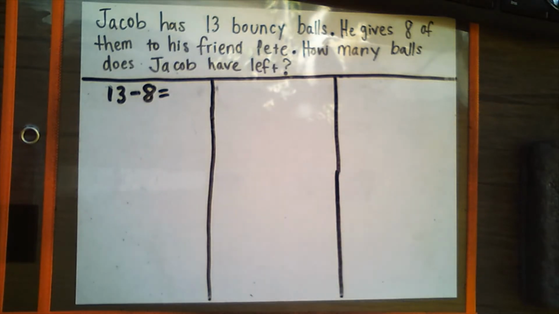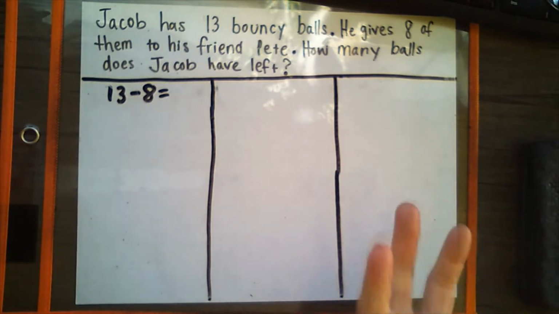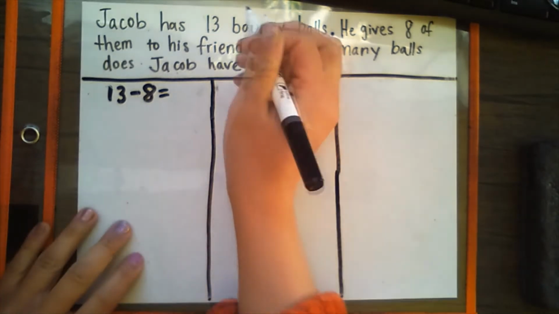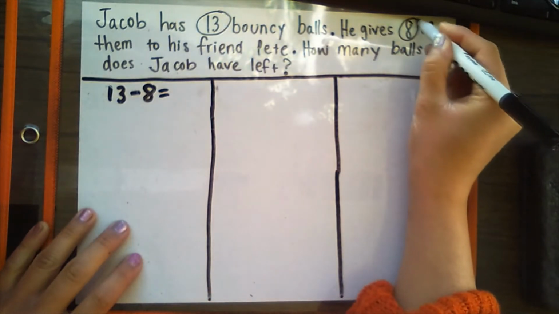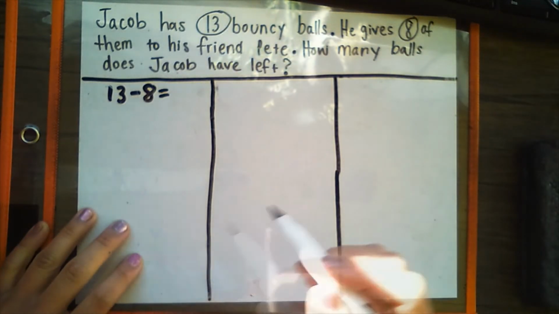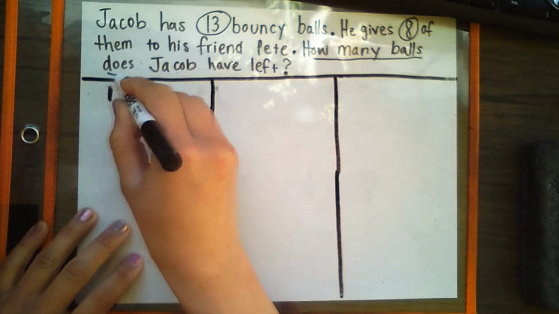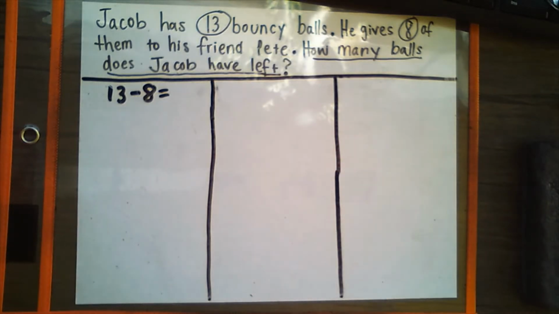Okay, my friends, as great mathematicians, we always go back and reread the problem. We also circle important numbers that we see, and lastly, we underline our question. So let's go ahead and do that. Jacob has 13 bouncy balls, and he gives 8 of them to his friend Pete. How many balls does Jacob have left? Great. So I went ahead and did all of these things.